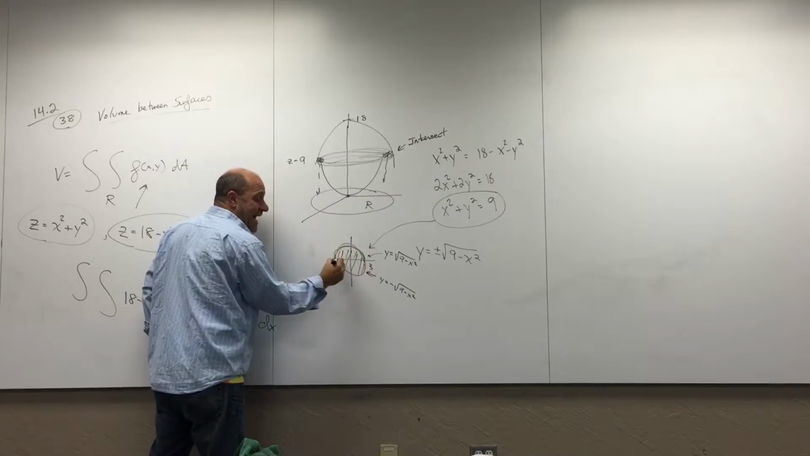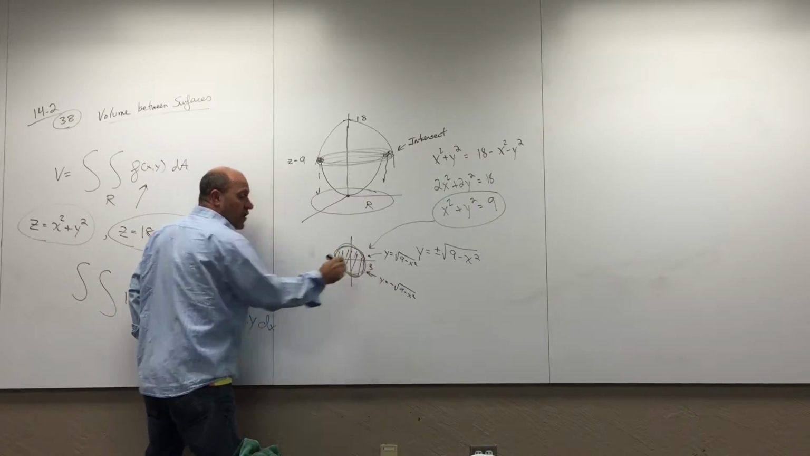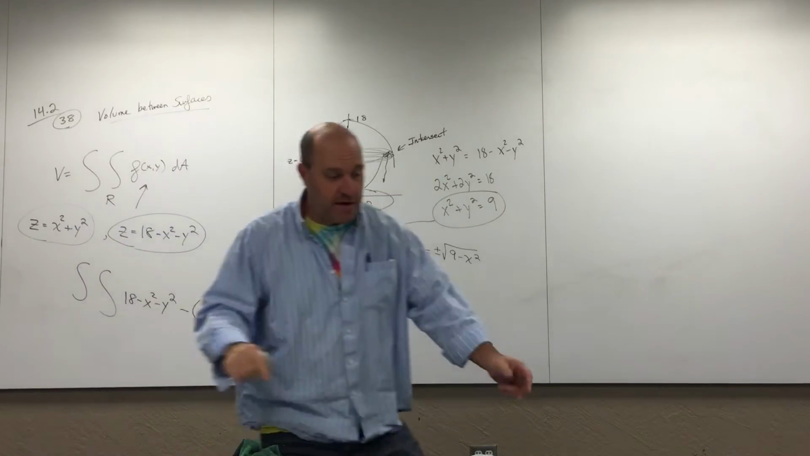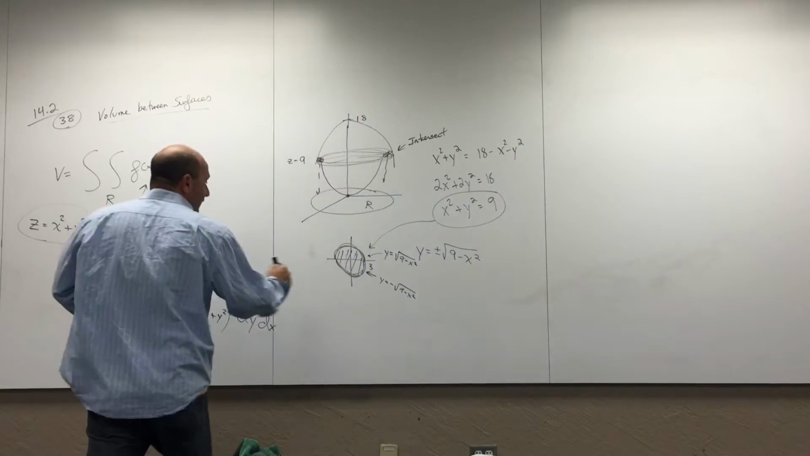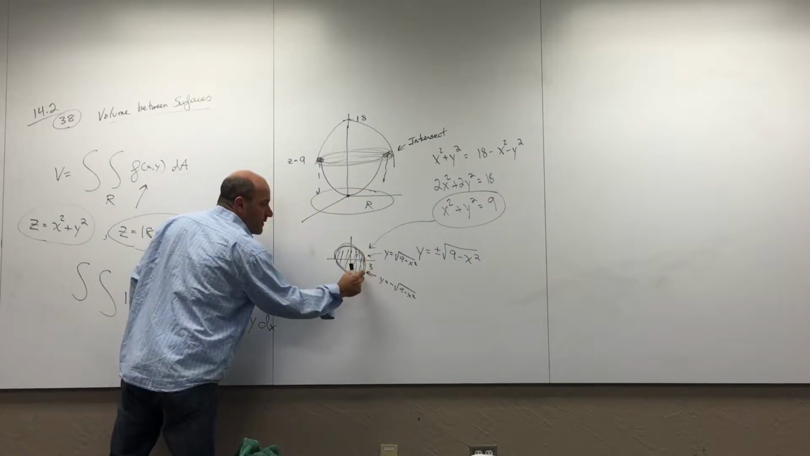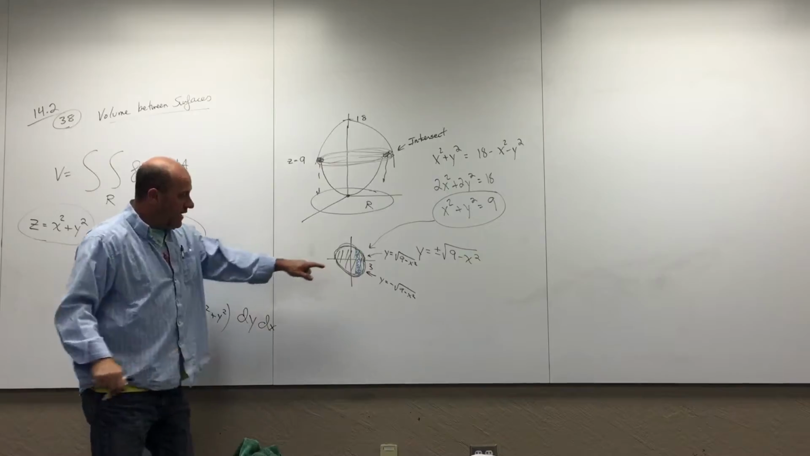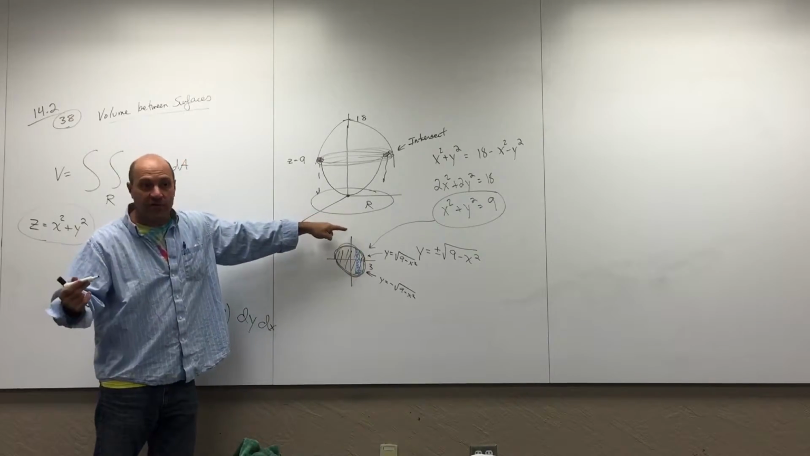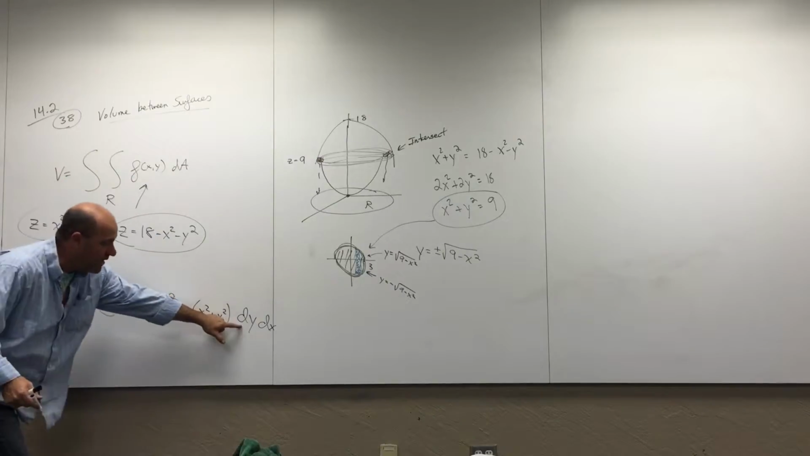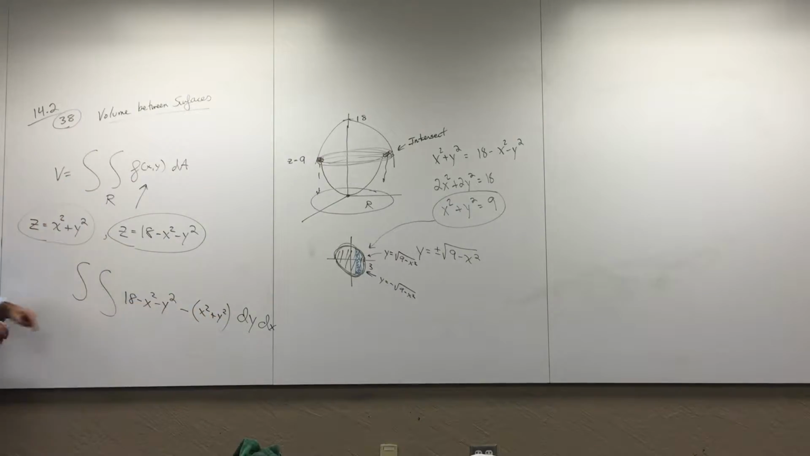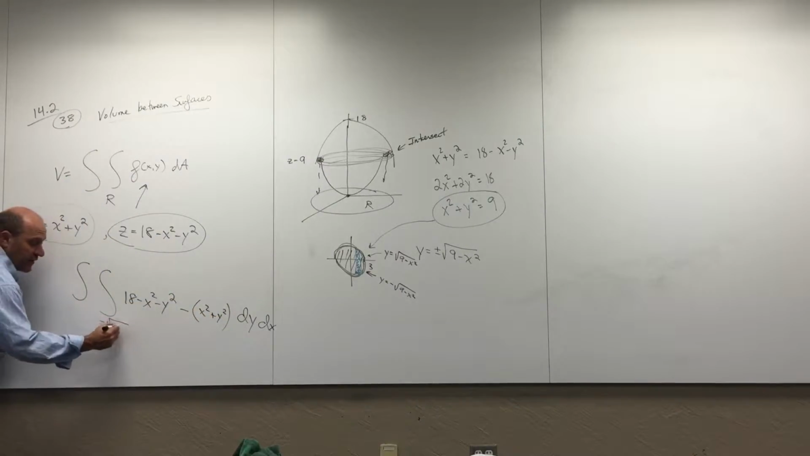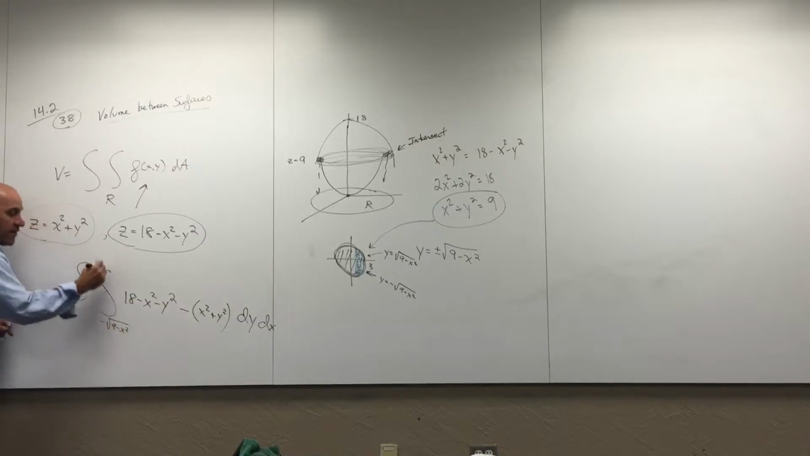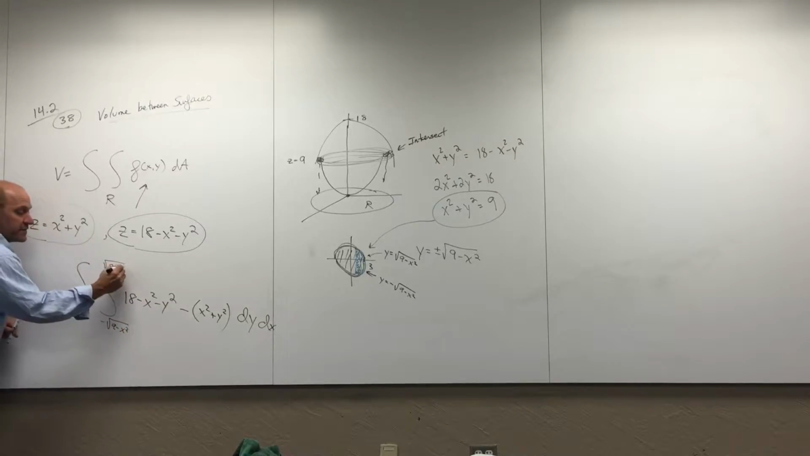So y goes from that lower semicircle to that upper semicircle. My bounds for y would be negative square root of 9 minus x squared to positive square root of 9 minus x squared.